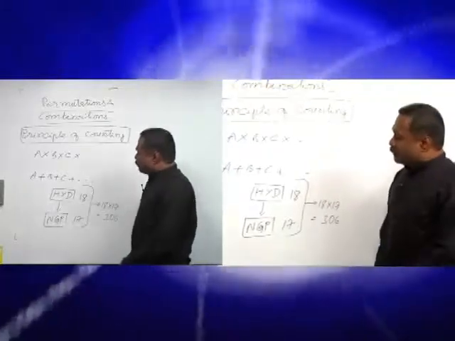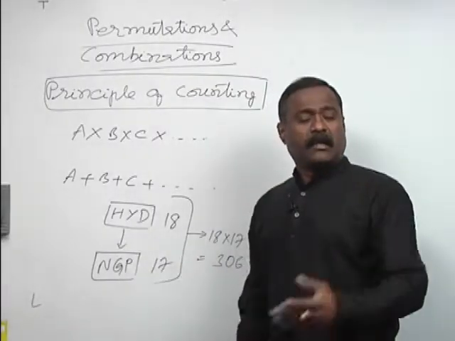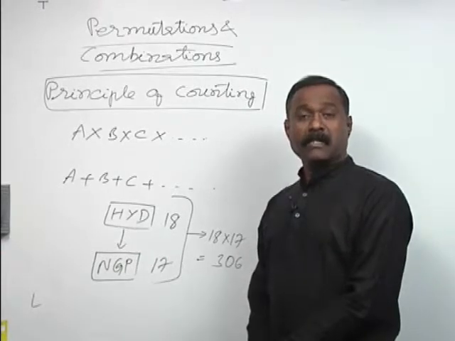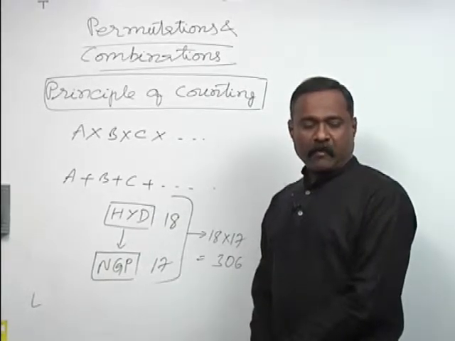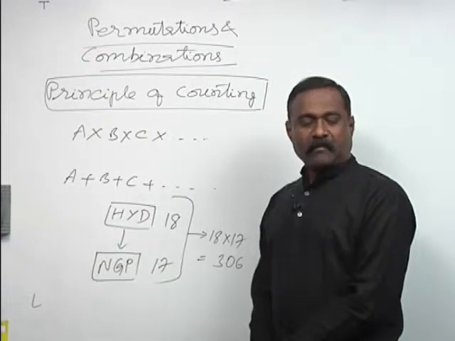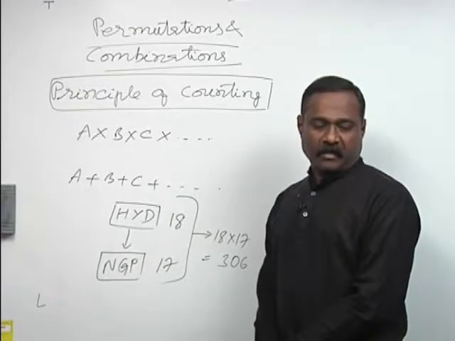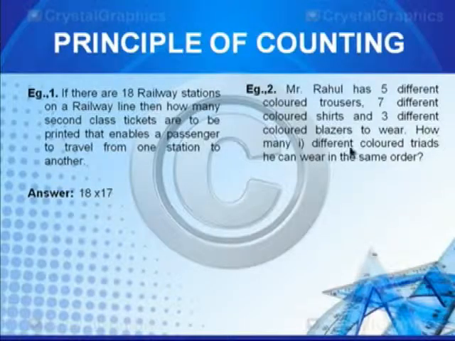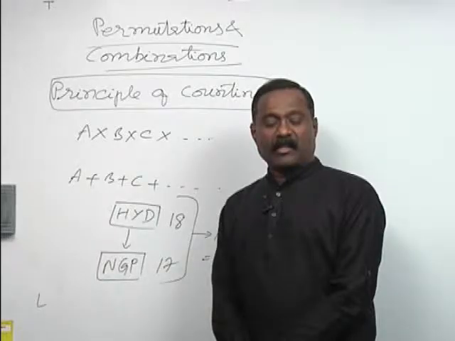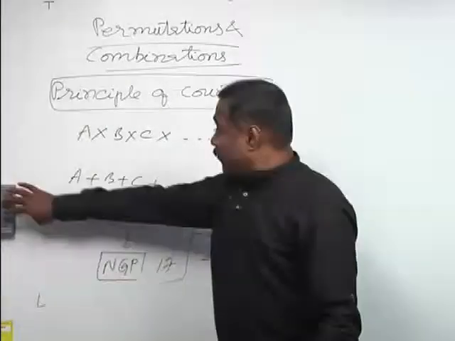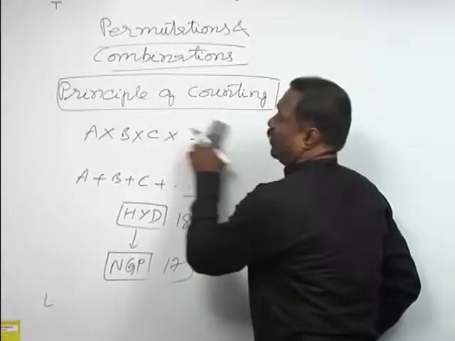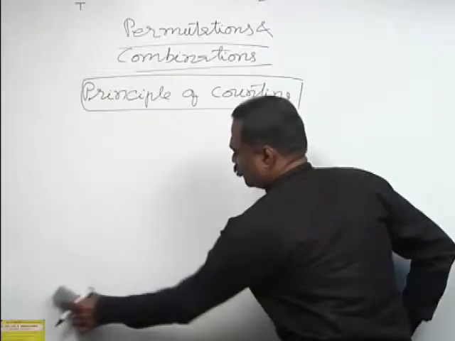Similarly, if you go to the second example, Mr. Rahul has 5 different colored trousers, 7 different colored shirts, and 3 different colored blazers to wear. How many different colored triads can he wear in the same order? So what does it mean? Please go through the problem carefully.